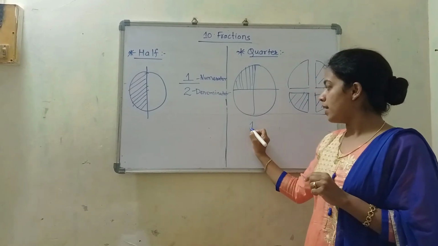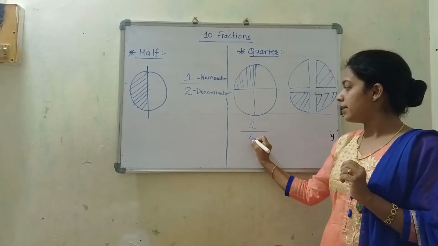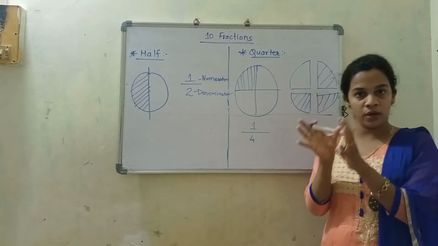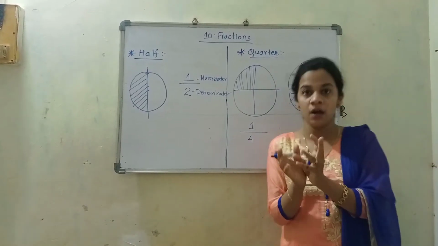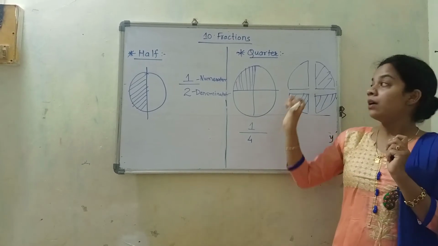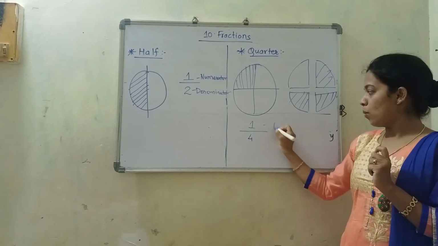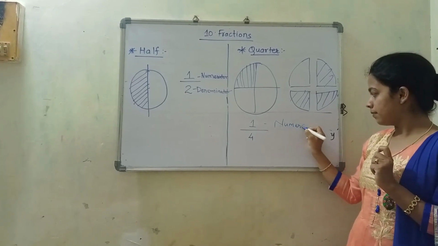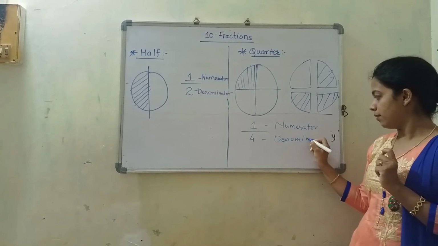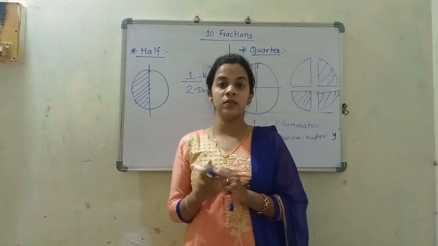So how am I going to write it in a fractional format? The representation of quarter is 1 upon 4. Why 1? Because one part of it is shaded and one part is said to be a quarter. And out of how many? Out of 4. You can clearly see over here, this is the representation of quarter, where this 1 is said to be the numerator and this 4 is said to be the denominator.